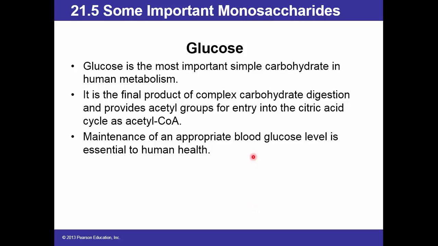Glucose is the most important simple carbohydrate in human metabolism. It is the final product of complex carbohydrate digestion and provides acetyl groups for entry into the citric acid cycle as acetyl-CoA, as we will see in coming chapters. Maintenance of an appropriate blood glucose level is essential to human health. Of course, as you know, there are two hormones that control blood glucose level, insulin and glucagon. These two maintain blood glucose level.